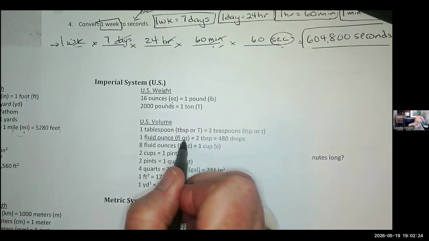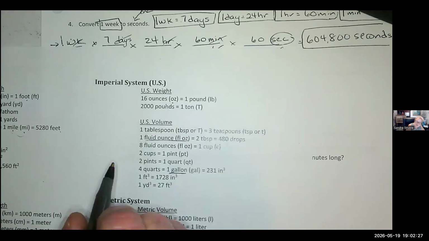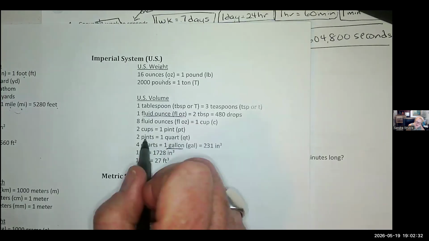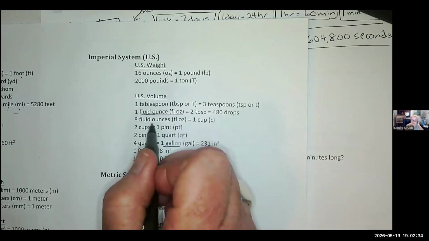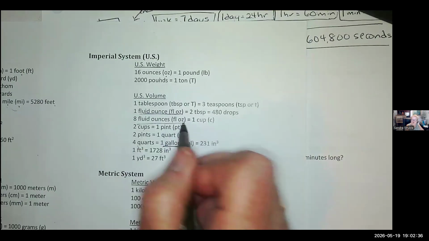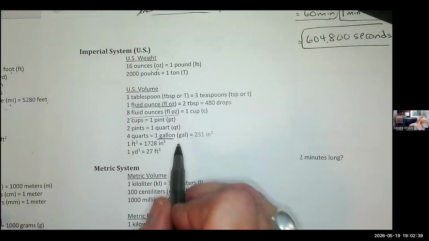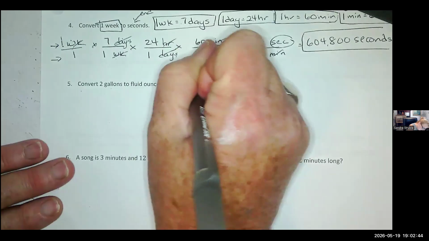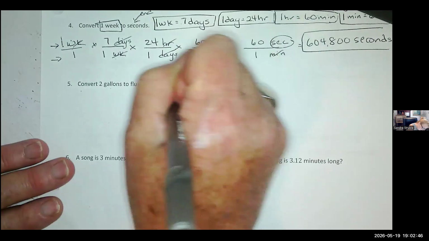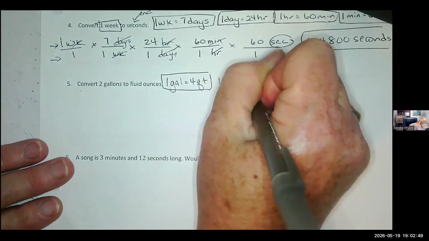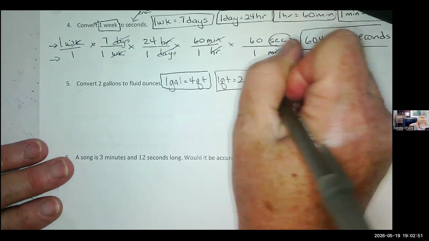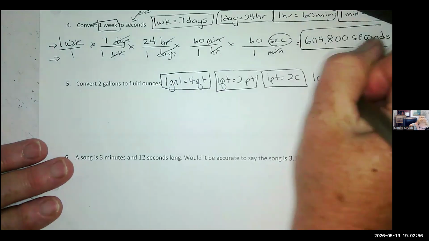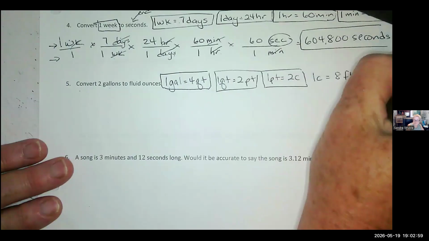All right. So I can get from gallons to quarts, quarts to pints, pints to cups, and then cups to fluid ounces. There it is right there. So that's what I'm going to be using, those 1, 2, 3, 4 conversions. 1 gallon is 4 quarts. 1 quart is 2 pints. 1 pint is 2 cups. And 1 cup is 8 fluid ounces. That will get us where we want to be.